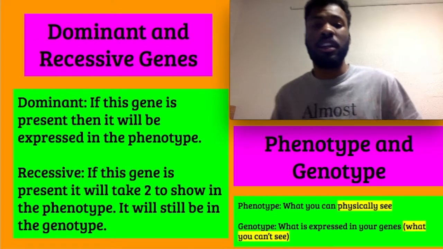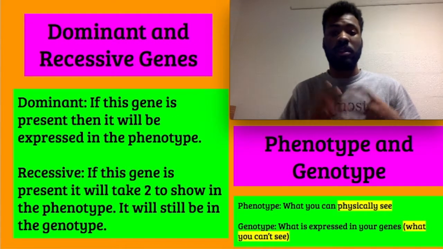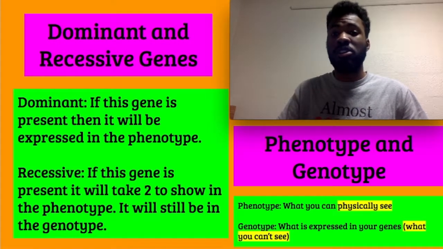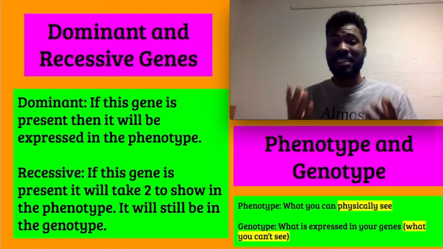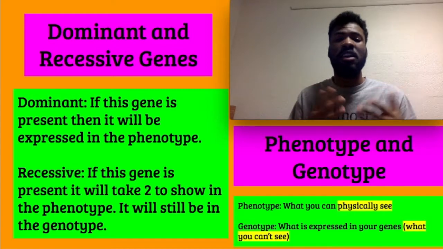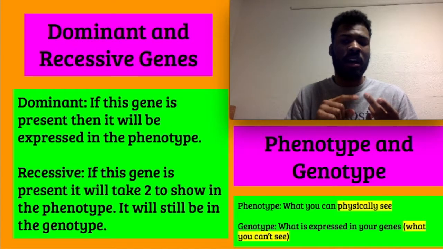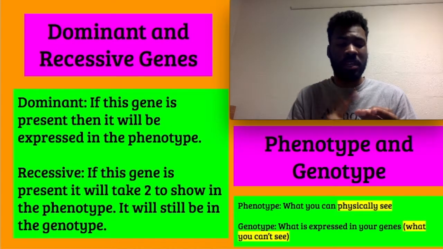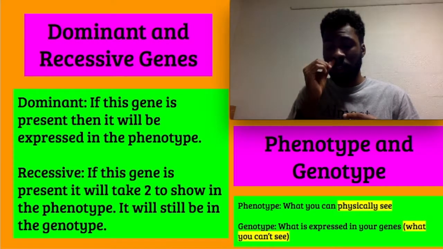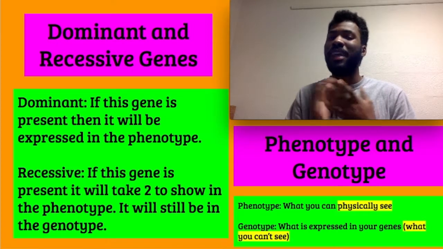So we're going to hit a couple major points when talking about Punnett squares. First, I want to go over phenotype and genotype. A phenotype is what you can physically see. So for example, eye color, skin color, being tall, being short, things like that. Those are phenotypes. A genotype is what you can't see.